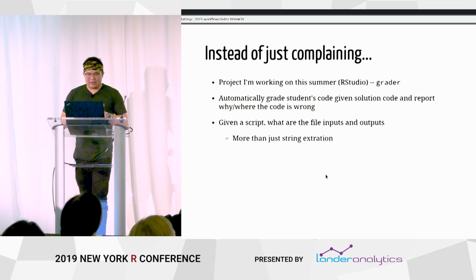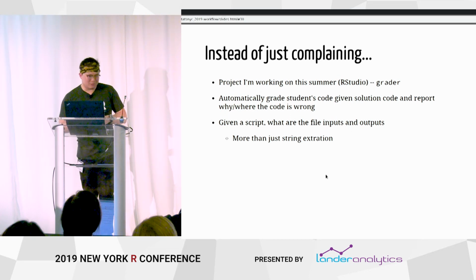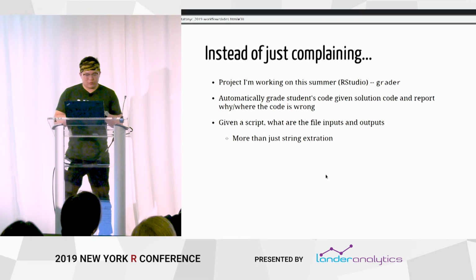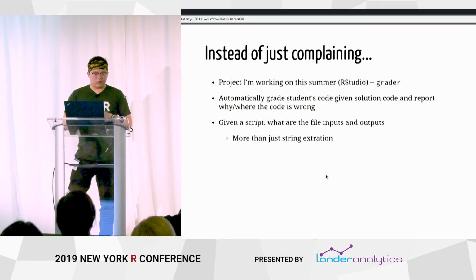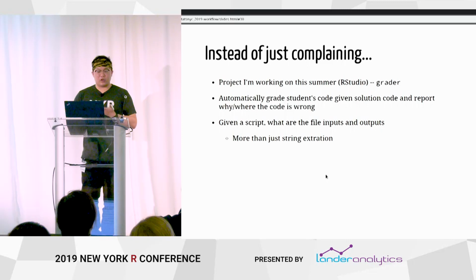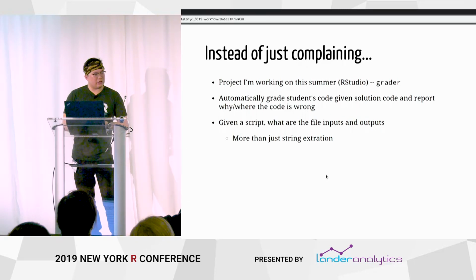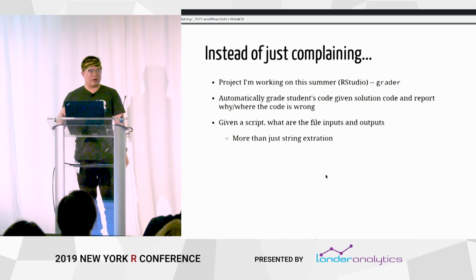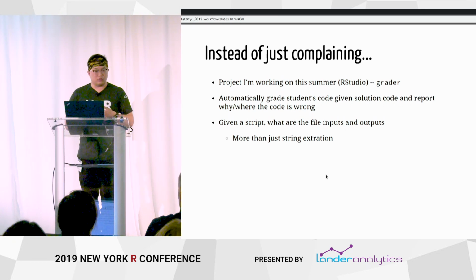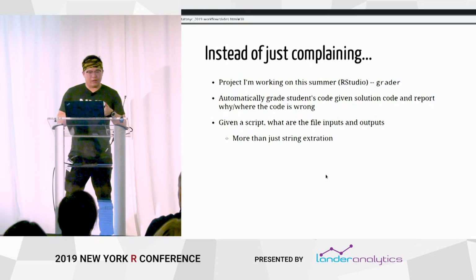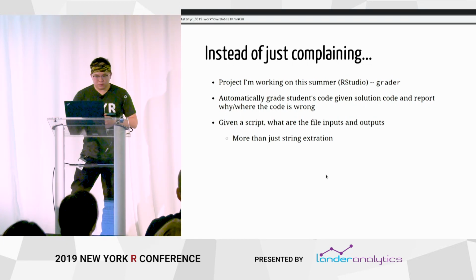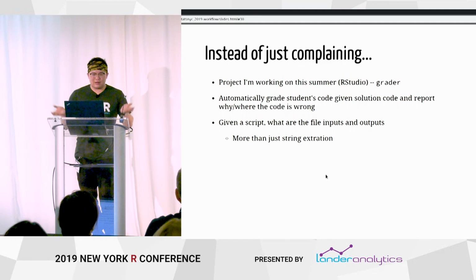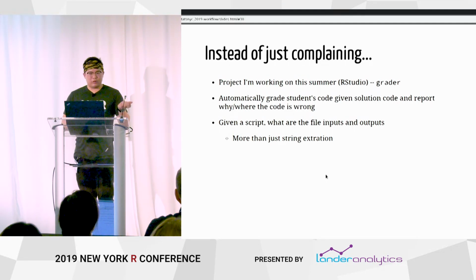But I'm not here to complain. As other open source maintainers will know, complaining isn't really helpful. So during the summer, I'm working on this project called GradeR that tries to automatically grade students' code. So given a piece of solution code and some piece of code that you're submitting, not just to say, hey, your answer is wrong, but to figure out why your answer is wrong. Like maybe you should have used gather instead of spread, for example. And how does that fit into Drake? Well, I really want to say, given a script, find me the file inputs and file outputs.